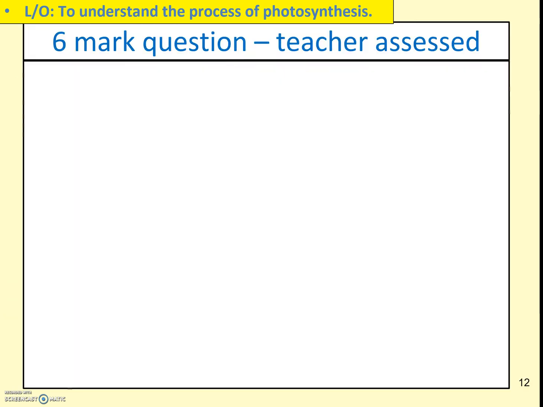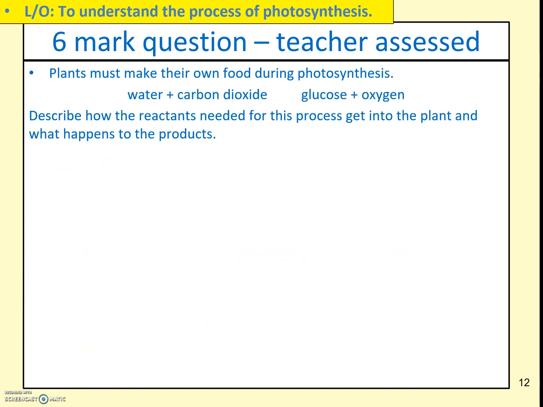And finally, year 7, here's a 6-mark question for you. When you're finished, please email your teacher with your answer and get them to correct it for you. It'd be a good idea if you wrote the question down so they knew what you were responding to. Plants make their own food during photosynthesis, and water plus carbon dioxide in the presence of light leads to glucose plus energy.